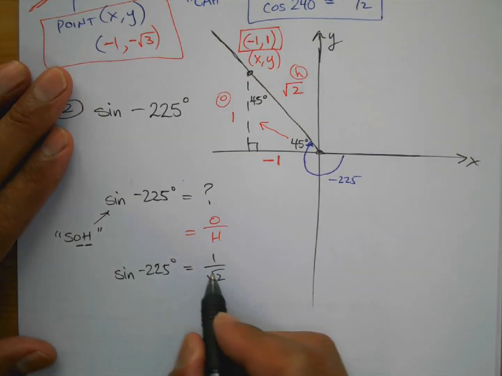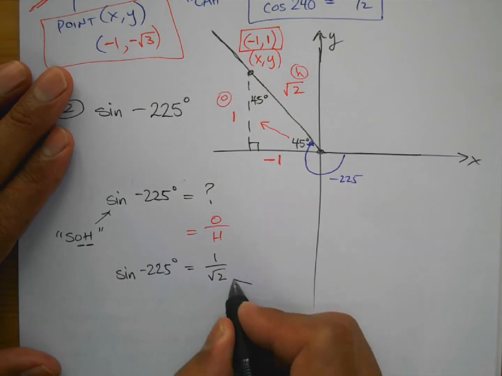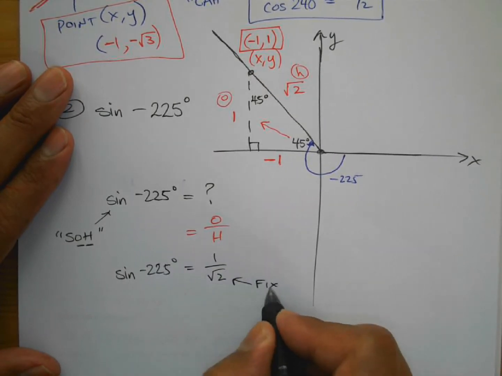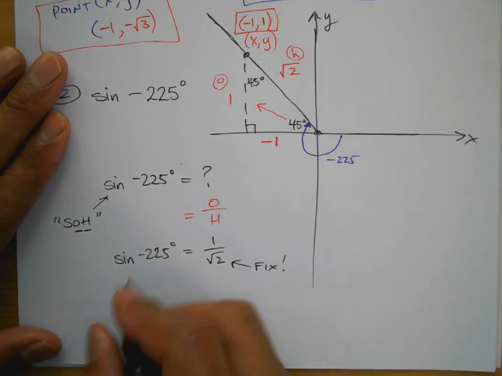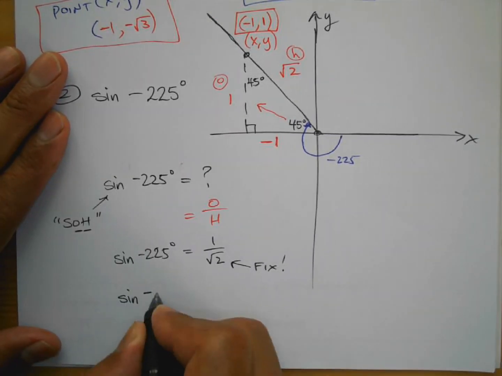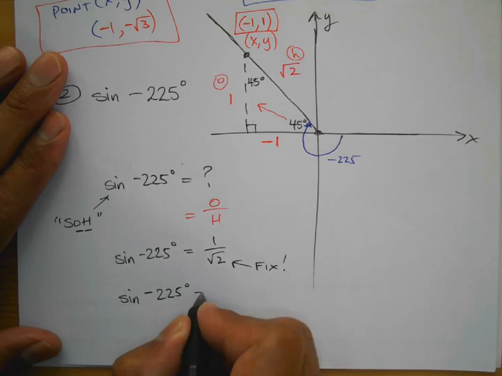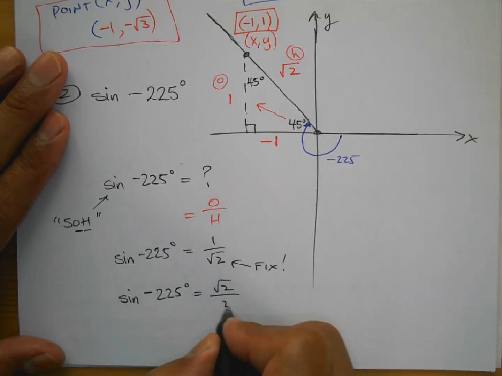Unfortunately, you remember we can't leave it like this. We've got to fix this. We can't leave a radical under the denominator. Anyways, when you fix it, you're going to get sine of negative 225 degrees is equal to the square root of 2 over 2.